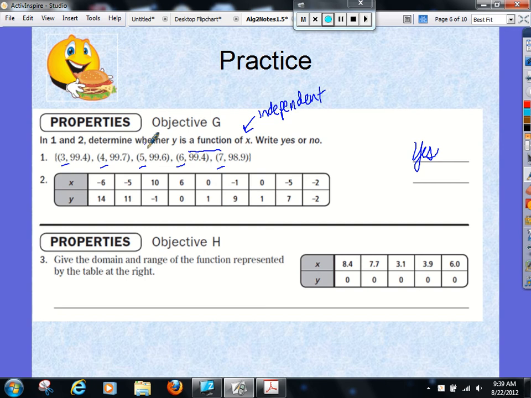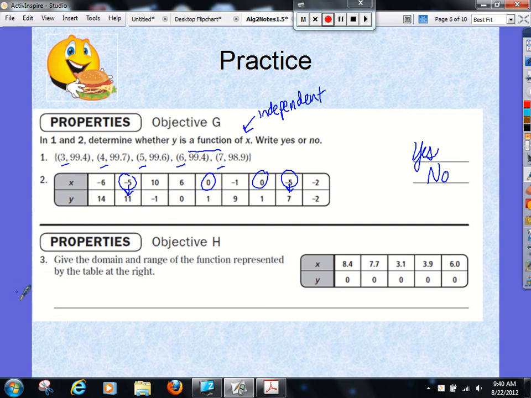Okay, determine whether y is a function of x. Again, we're checking the x's here. Any repeats? -6, -5. Okay, we got -5 is a repeat and 0 is a repeat. Checking the -5s, they have different values of y, so that would be a no. Notice the zeros have matching ones. That would have been okay if just the zeros were there, but because the -5s have different values of y that correspond with them, that is not a function.